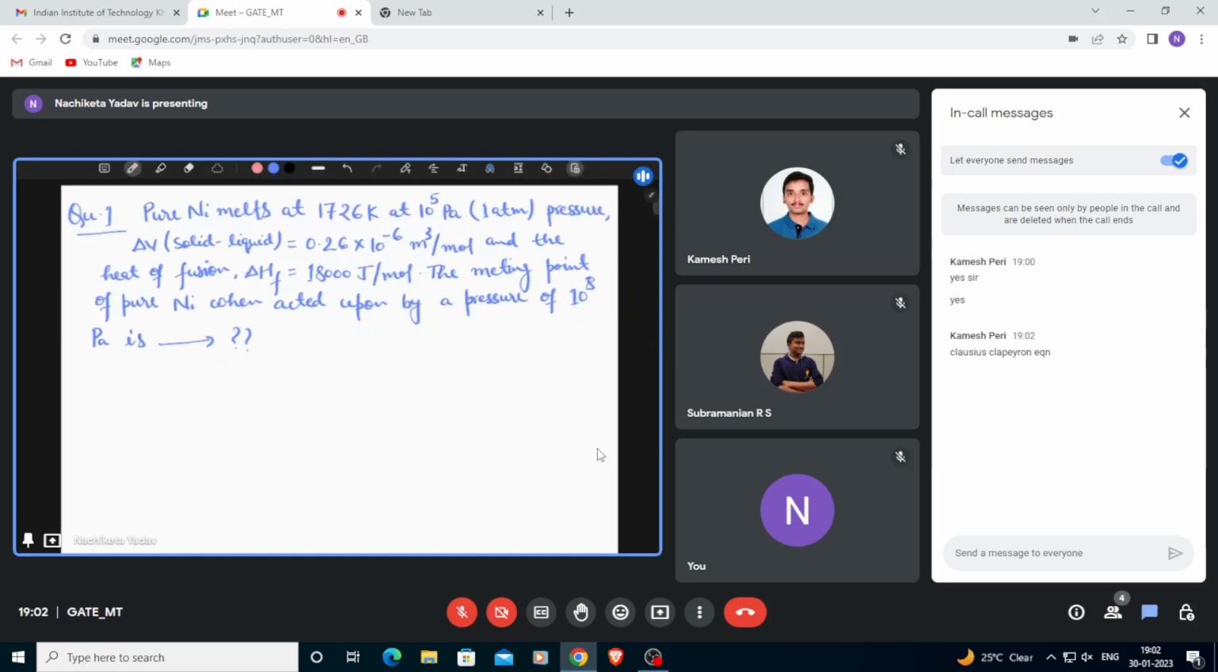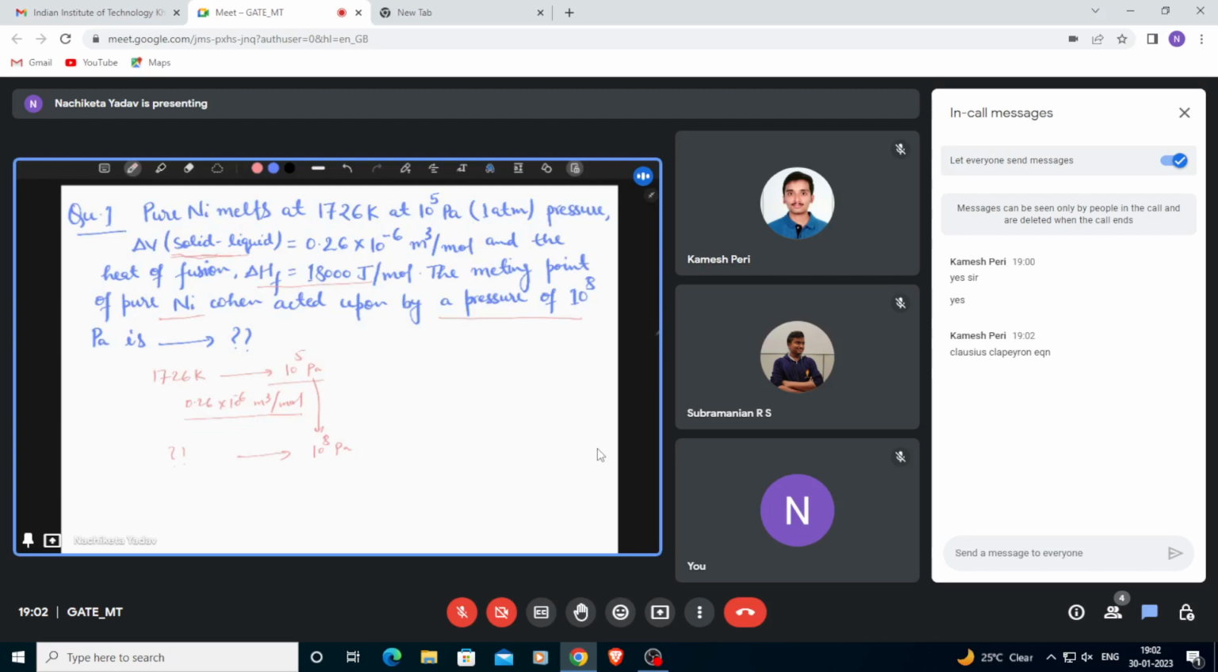Here pure nickel melts at 1726 Kelvin at 10 to the power 5 Pascal pressure, and the delta V value for solid to liquid transformation is 0.26 into 10 to the power minus 6 meter cube per mole. There is a change in volume and the heat of fusion is given. What will be the melting point of nickel when the pressure is 10 to the power 8 Pascal? Then we have to calculate this melting point.